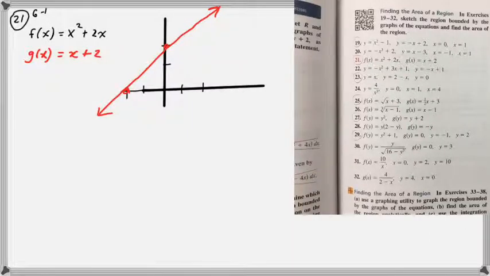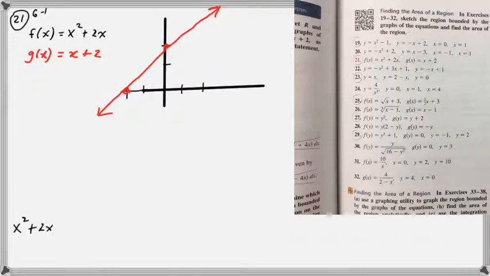This is 6-1, number 21. We want to find the area between two curves. We have a parabola, which I'm going to graph in black, and we have a line, x plus 2, that I just graphed in red. To find out where they meet, you would set them equal to each other.